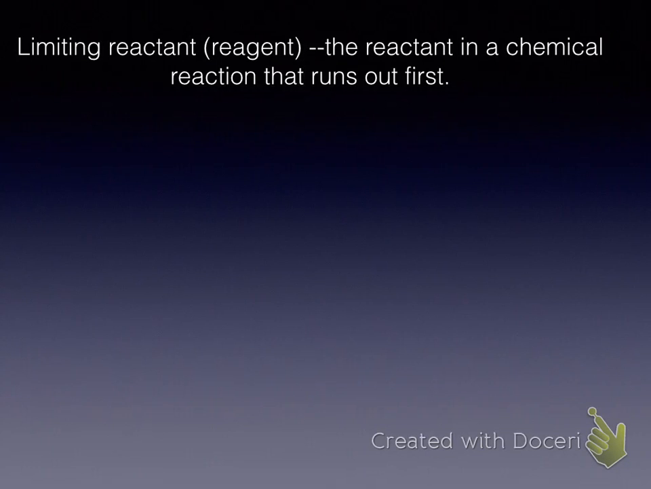Hi guys, this is Mrs. Lyons. Today we're going to talk about a special part of stoichiometry that we do. It's called determining the limiting reactant, or sometimes you'll hear it called the limiting reagent. The limiting reactant is the thing in a chemical reaction that runs out first.